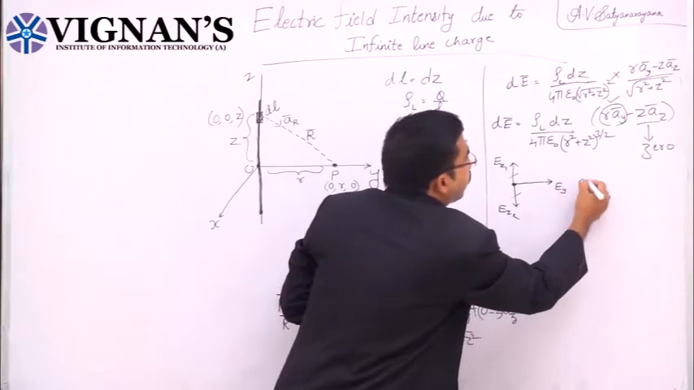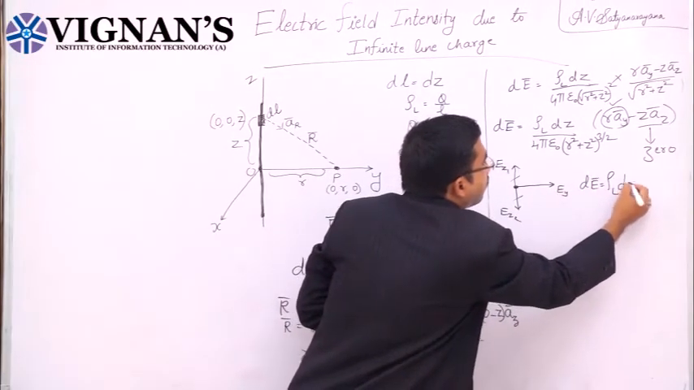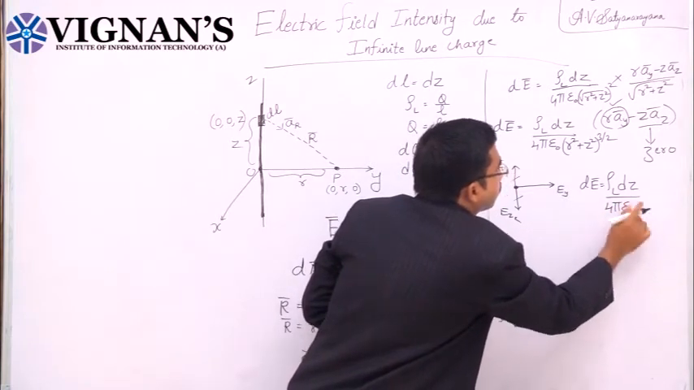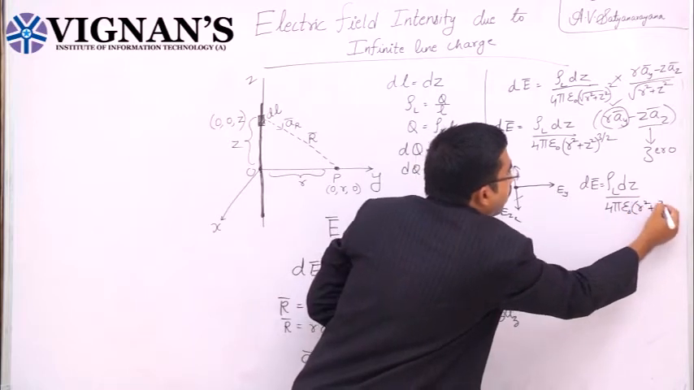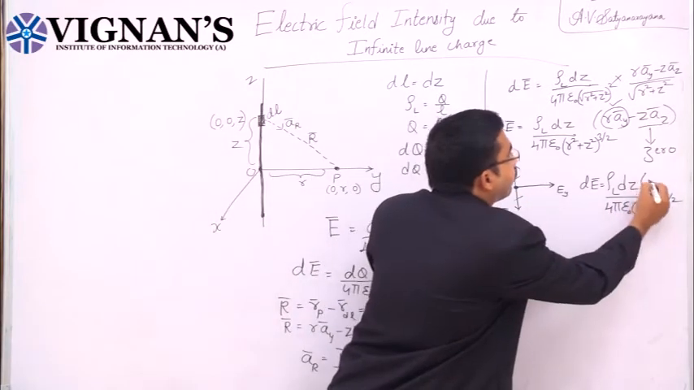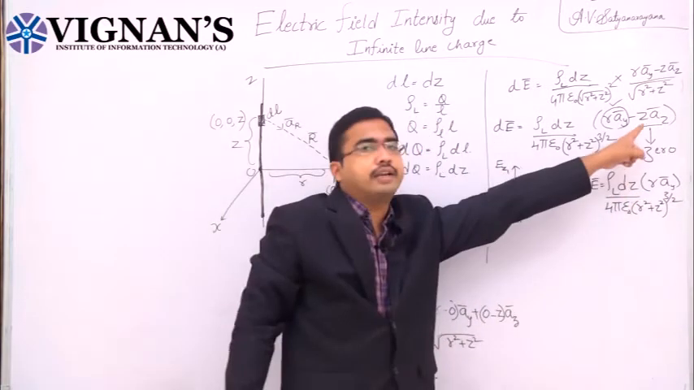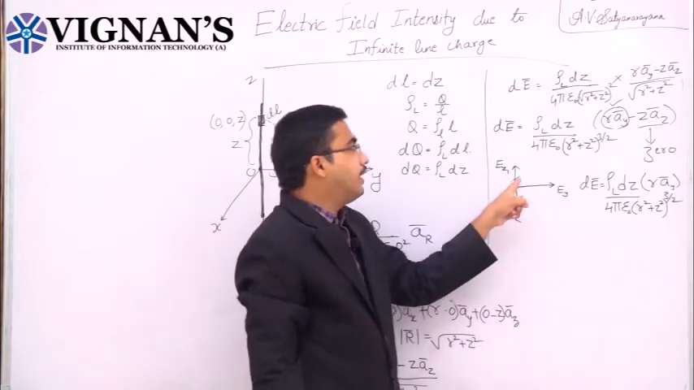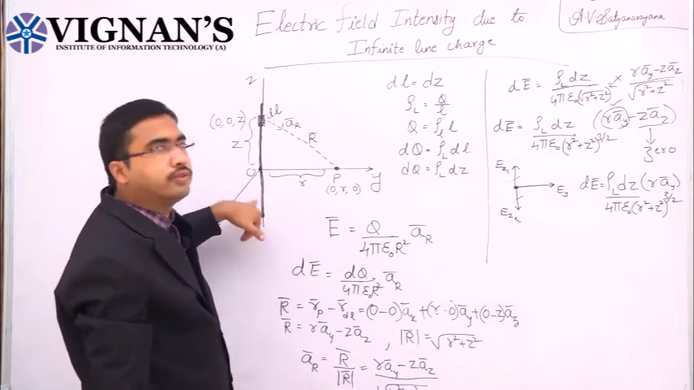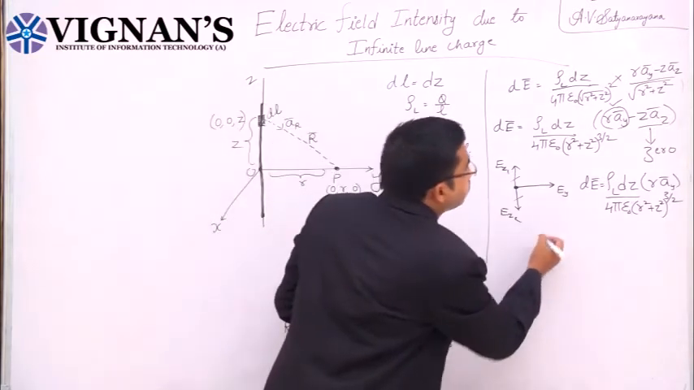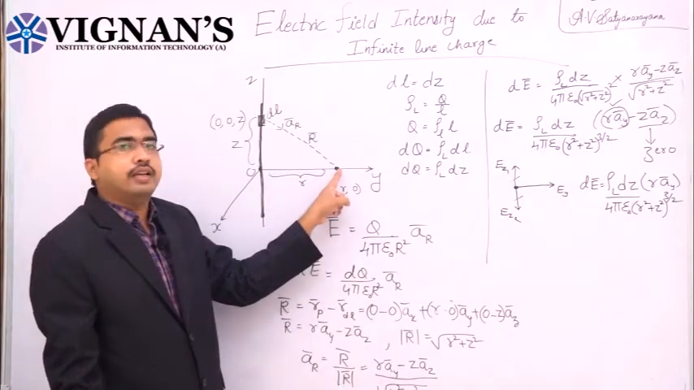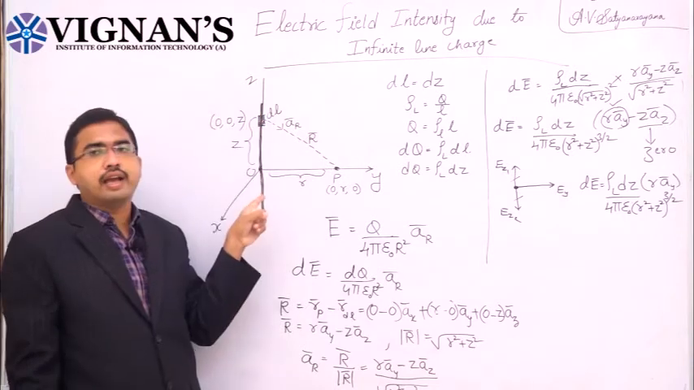So finally your dE bar is equal to rho_L dz by 4 pi epsilon naught root over r square plus z square whole power 3 by 2 into, we will have only r component. Why we are neglecting this z component? Because here z components will be cancelled due to the same length of conductor towards positive side as well as towards negative side. Okay. So now this is the expression for electric field intensity at this point P due to this differential length of the current carrying conductor.